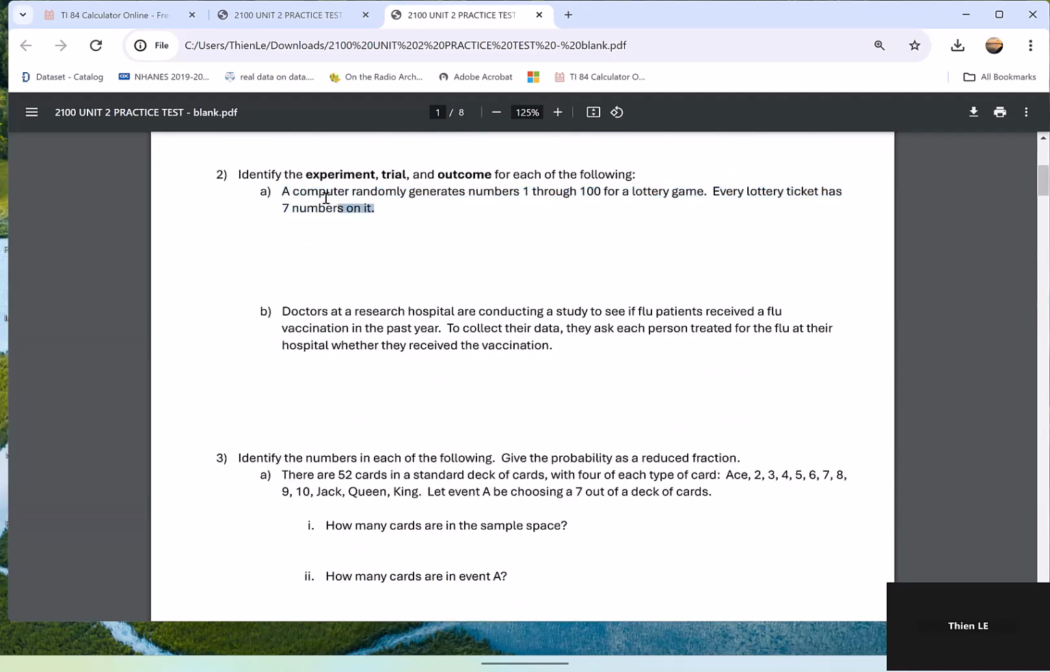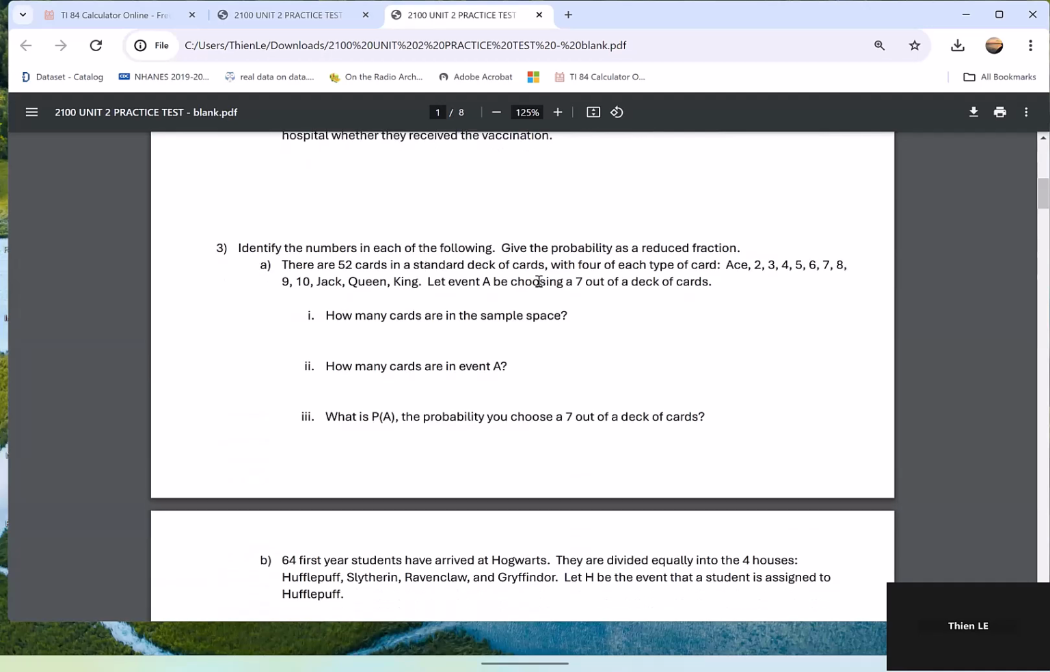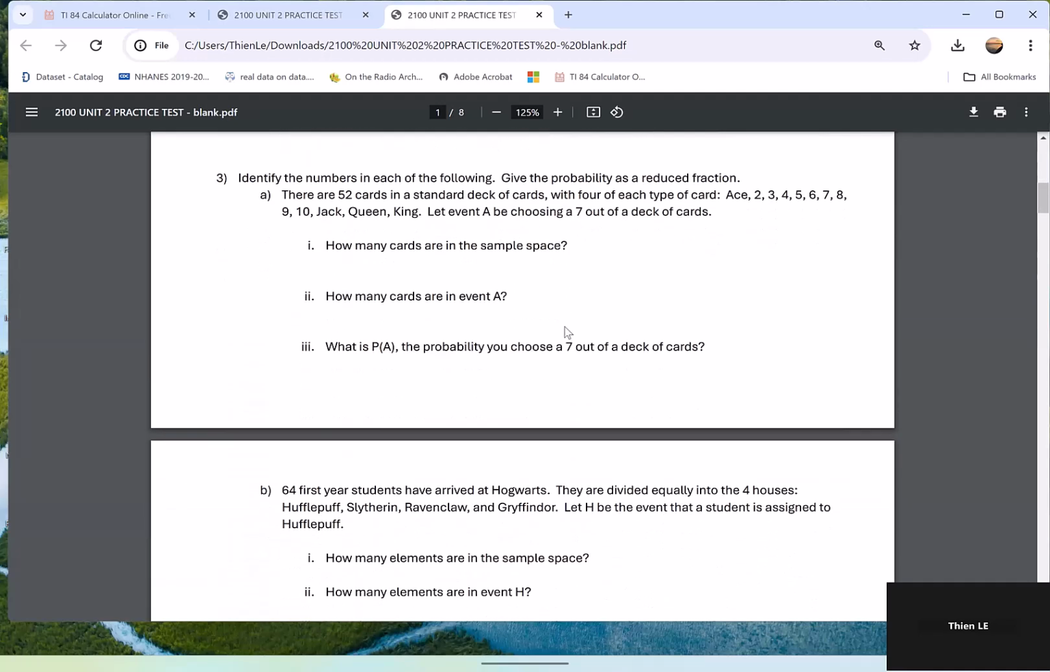So if there's something you feel confused about, you're not sure, just talk to me, okay? Identify the numbers in each of the following. Give the probability as a reduced fraction, okay? Reduced fraction. So here they want a fraction. So read it carefully, okay? Reduced fraction.